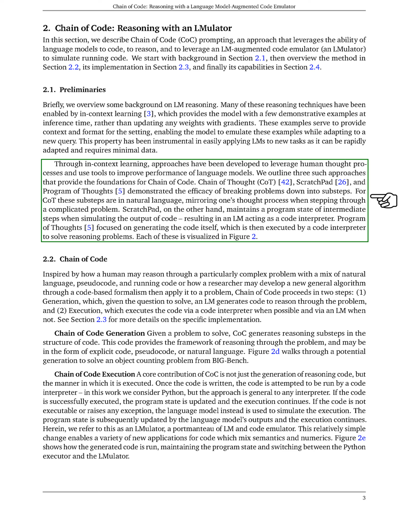In-context learning has led to the development of methods that harness human thought processes and tools to enhance the performance of language models. We'll discuss 3 such methods that lay the groundwork for our chain of code. These methods, namely chain of thought, COT, Scratchpad, and program of thoughts, have shown the effectiveness of breaking problems down into smaller steps. COT uses natural language for these substeps, reflecting our thought process when tackling a complex problem.